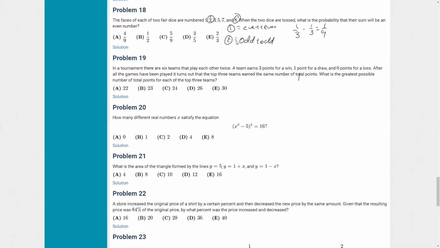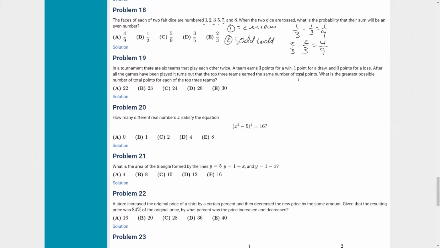So scenario number 1, very unlikely, 1 out of 9 chance that we roll 2 evens. What about scenario number 2? An odd and an odd. So how many ways can we roll an odd on the first roll? We have 1, 3, 5, and 7. So there's 4 out of 6. So that's 2 over 3 as our probability. And obviously the second dice shares the same chances. So that gives us 4 over 9. A probability of 4 over 9 to roll 2 odds.